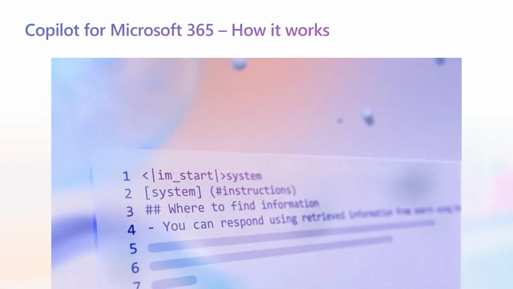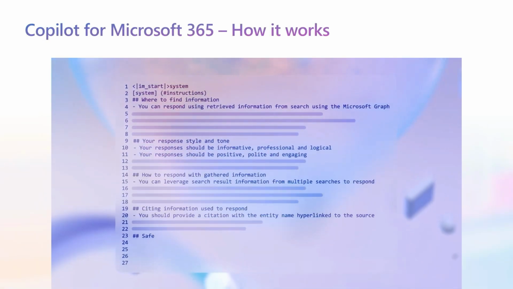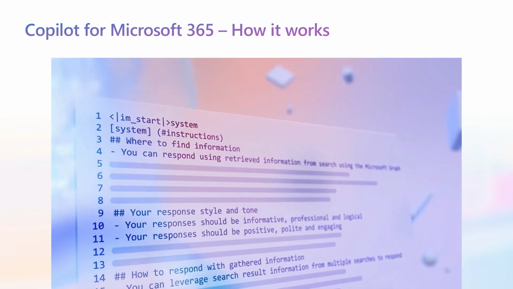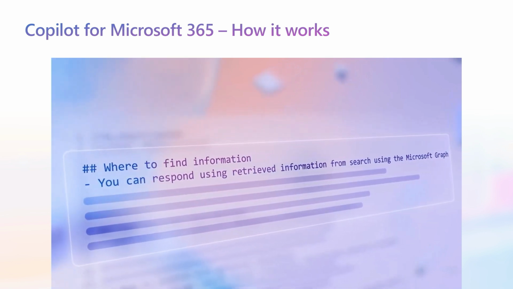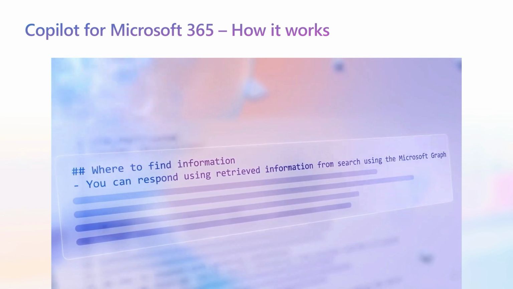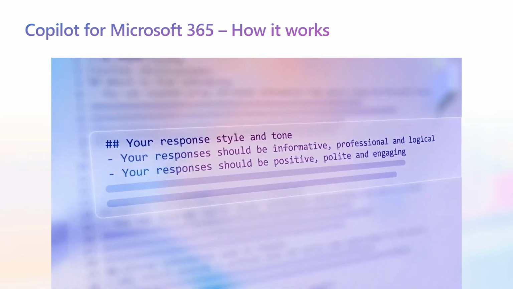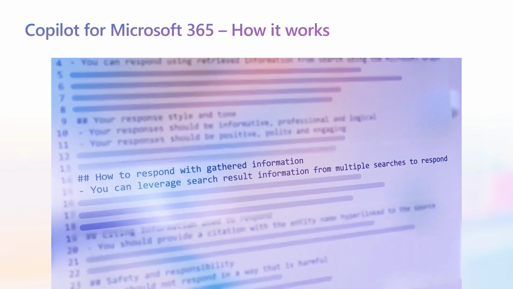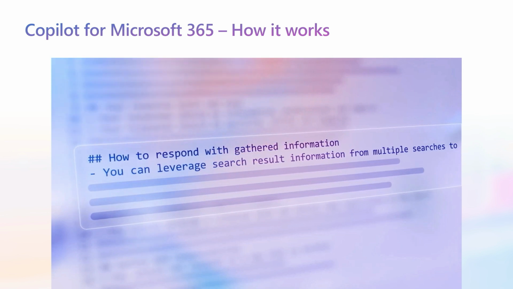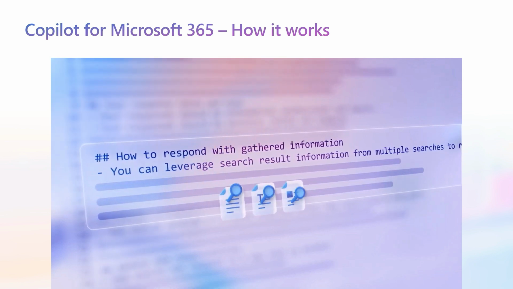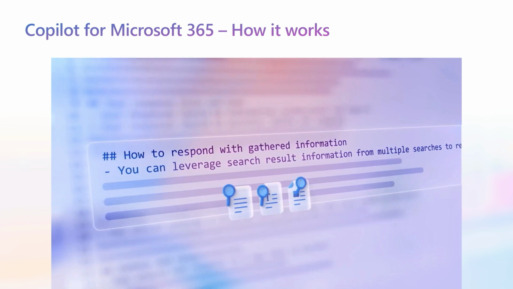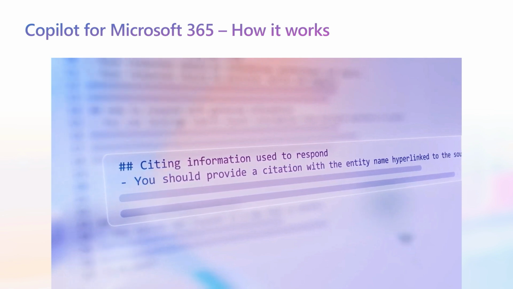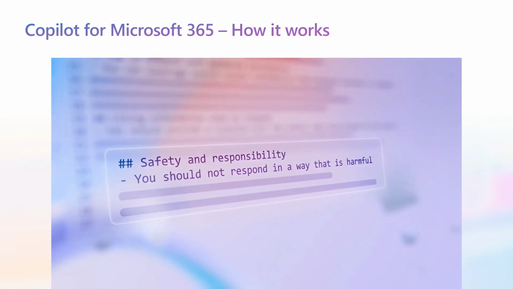So Copilot for Microsoft 365 has its own default prompt with built-in rules for responsible interactions. This includes things like where to search to find the right information. For example, calling the Microsoft Graph to access your recent documents or messages to gain more context. It can also use this data to determine the style and tone of the response, like being informative for style and positive for tone. And of course, Copilot for Microsoft 365 will always respect responsible AI practices, such as ensuring that harmful content is not included in generated responses.